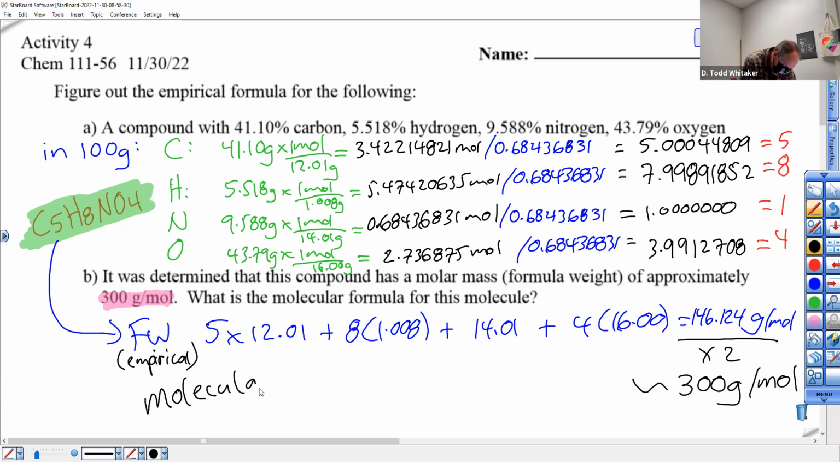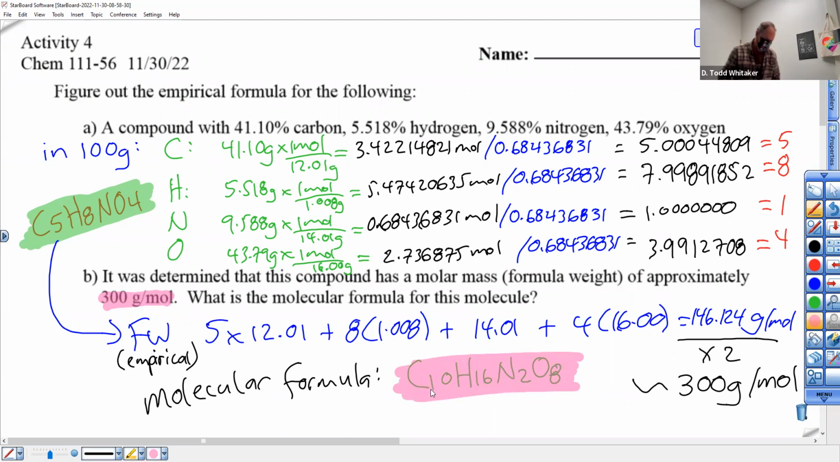Molecular formula: C10, H16, N2, O8. How did I do that? I did 2 times the empirical formula, didn't I? Didn't make any mistakes. We'll call it.